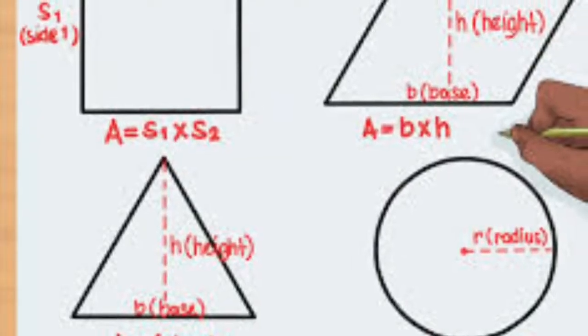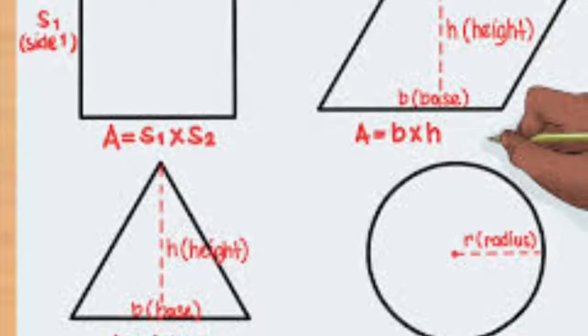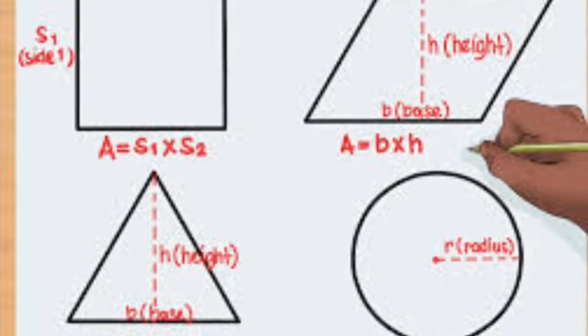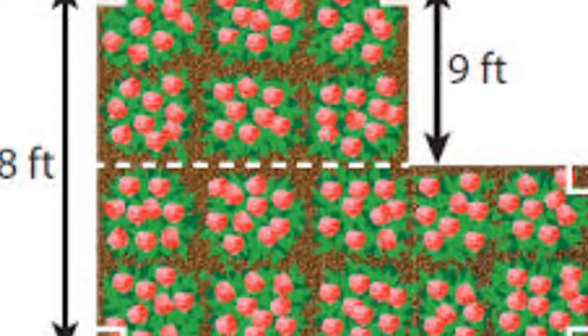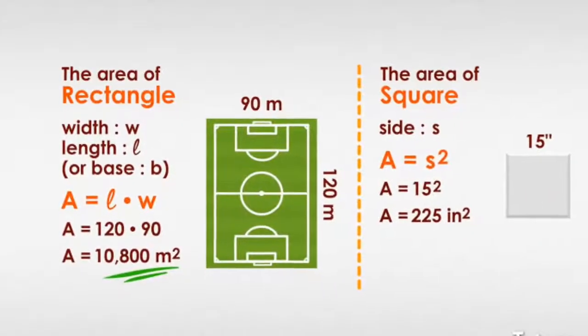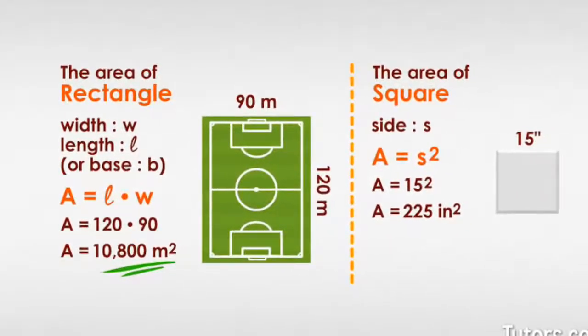Area of a square is equal to length of one side multiplied by length of other side, and the area of a parallelogram is equal to length multiplied by breadth. You can find the perimeter of your garden by adding all its sides. Find the area of a basketball ground by multiplying its length by its base or breadth.